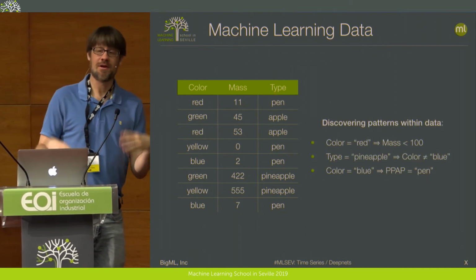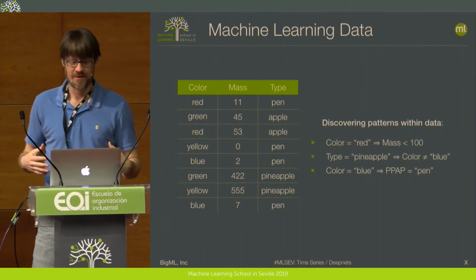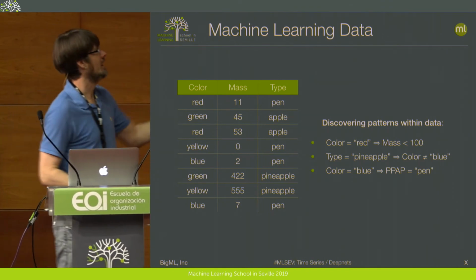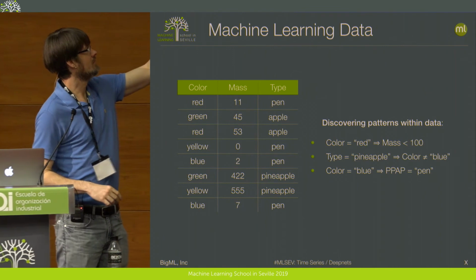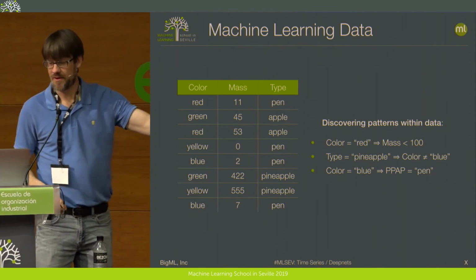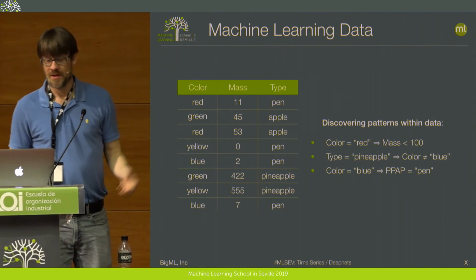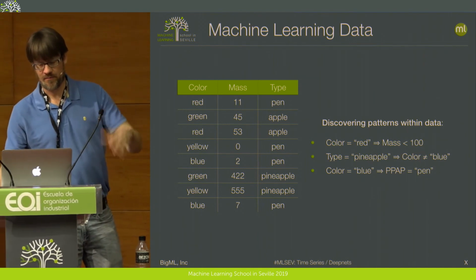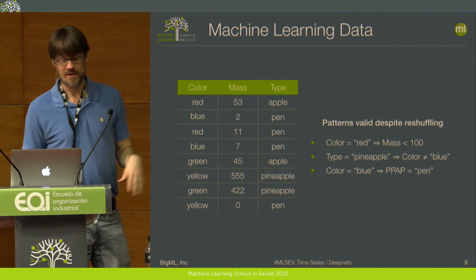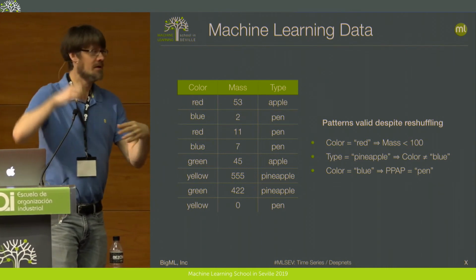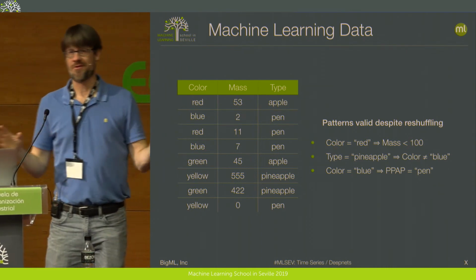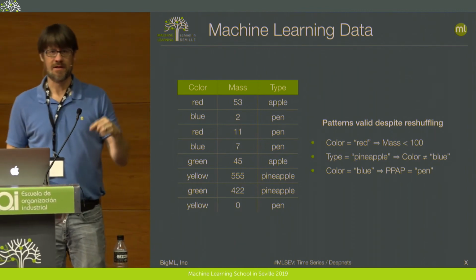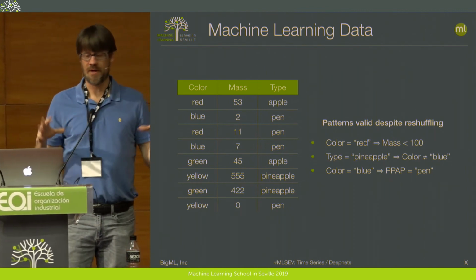And so the deal here is that in the usual supervised learning case, we can discover patterns in this data, right? If something is red and it's a certain size, then it's an apple. If something is not blue, then it's maybe a pineapple, and so on and so forth. And the key here is that when you reshuffle the data, so you change the ordering of the data, the patterns are the same, right? We're treating each row independently. The data obeys that IID assumption. All of the points are independent from one another.